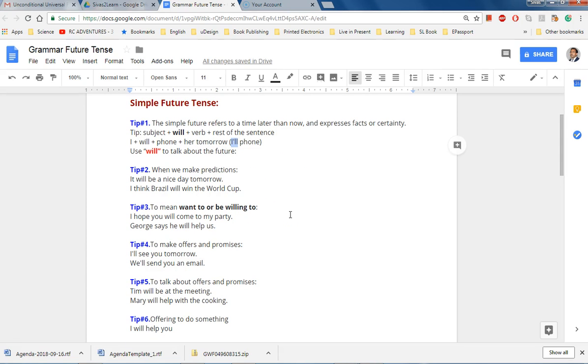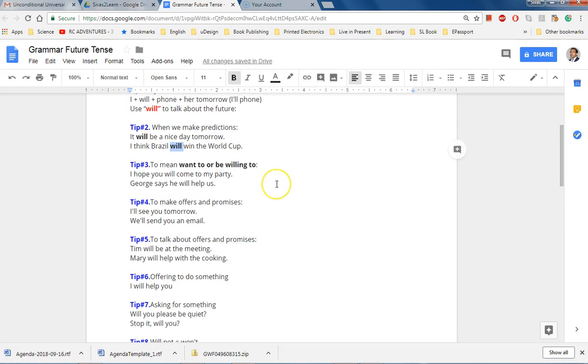So we have to look at when and where and how we use this future tense in normal conversation, right? There are some tips here. When we make predictions: it will be a nice day tomorrow. You see, the will is there. I think Brazil will win the World Cup. So you are predicting something. If you mean something you want or are willing to do, for example, I hope you will come to my party. There's a will here.